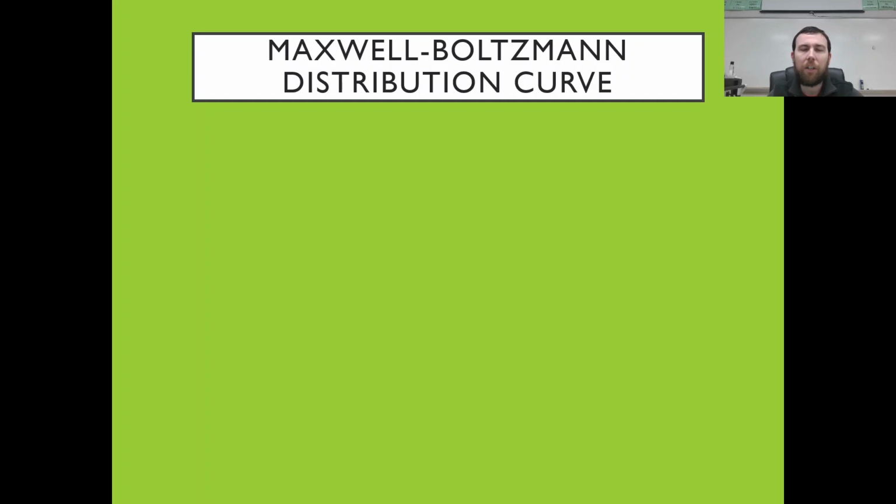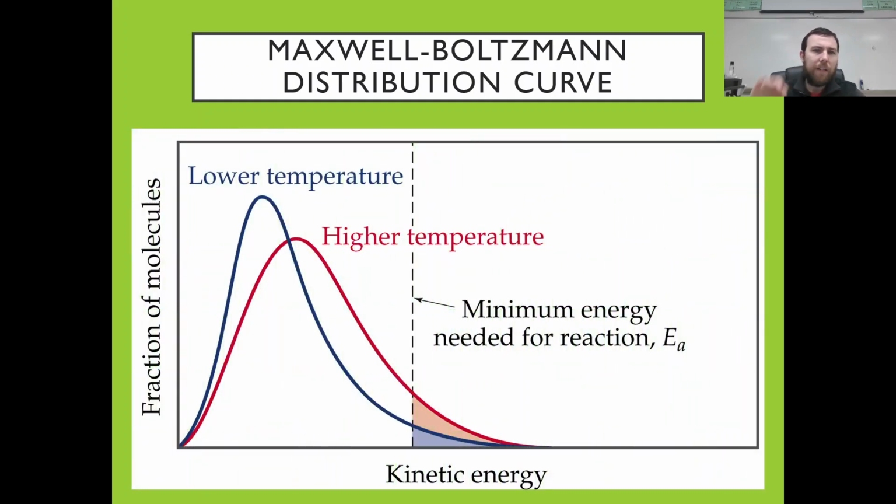Now, we're going to revisit our good old friend, the Maxwell-Boltzmann distribution curve, right? And you remember it has kinetic energy on the x-axis, and the fraction of molecules on the y-axis. And we've got two curves here. The only other thing that we need to understand is that there's this dotted line here, and this is the minimum energy needed for the reaction to occur, right?